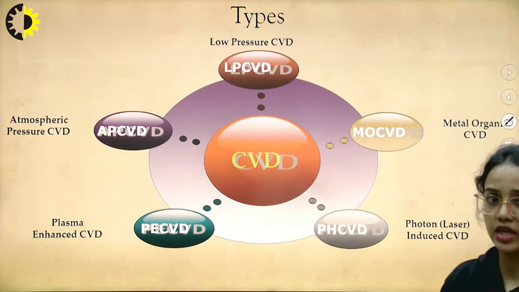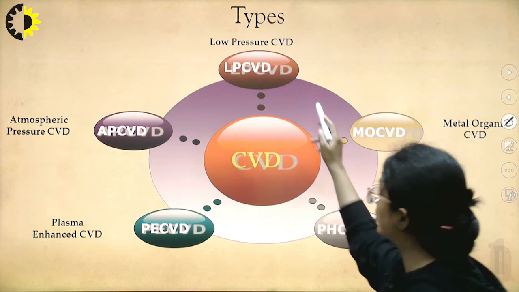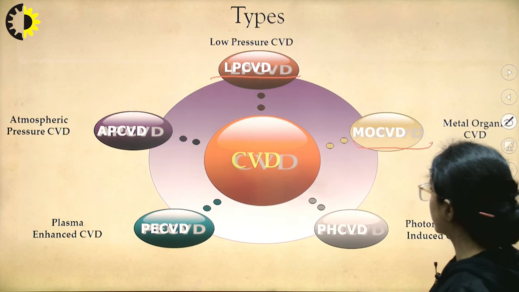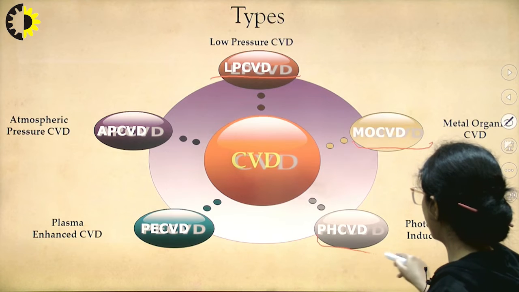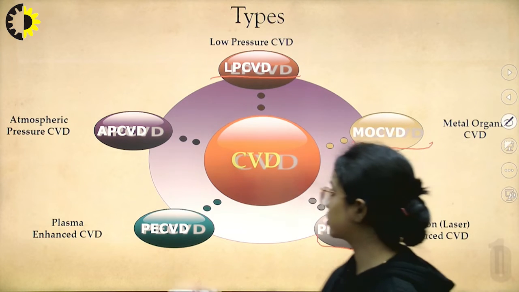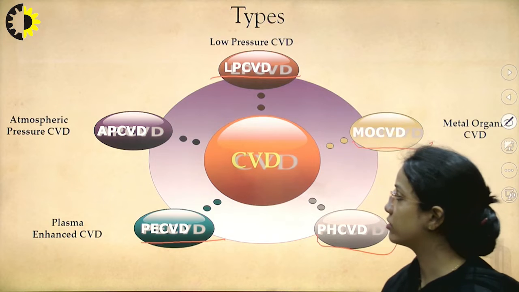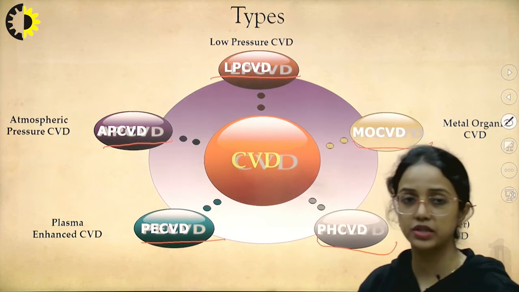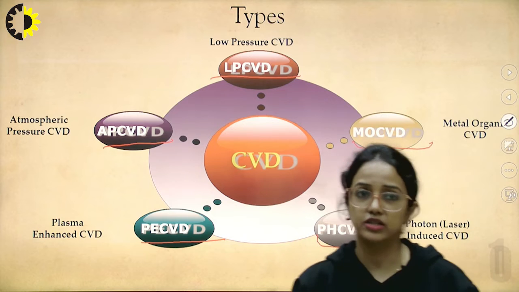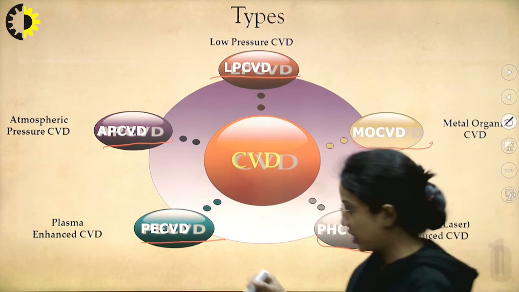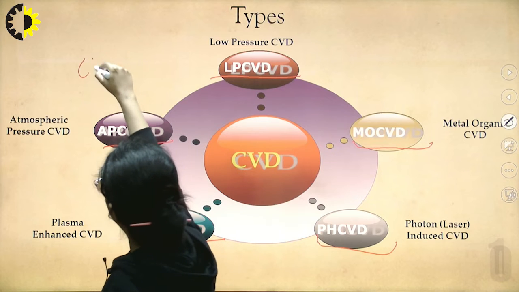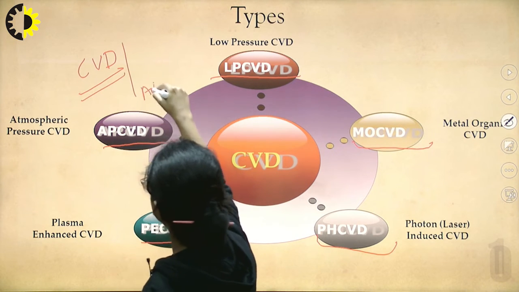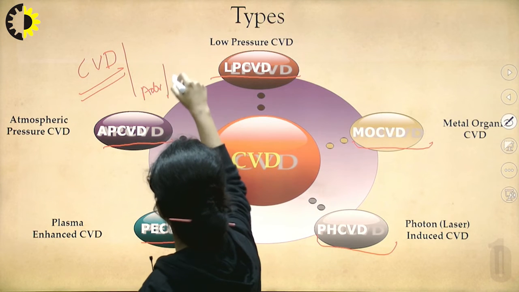Here we have different types of CVD. We have low pressure chemical vapor deposition, metal organic chemical vapor deposition, photon induced chemical vapor deposition, plasma enhanced chemical vapor deposition, and atmospheric pressure chemical vapor deposition. All these five are different types of CVD, but all will have certain advantages and disadvantages.